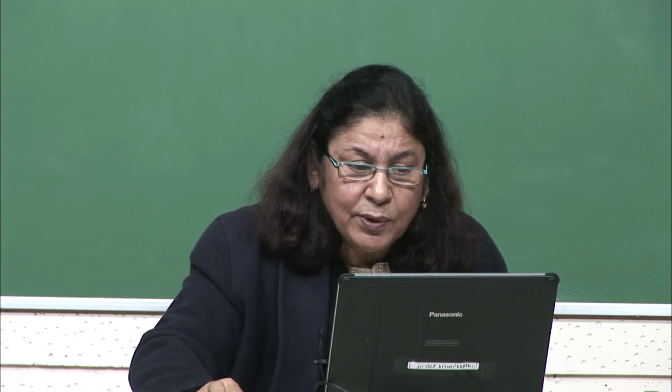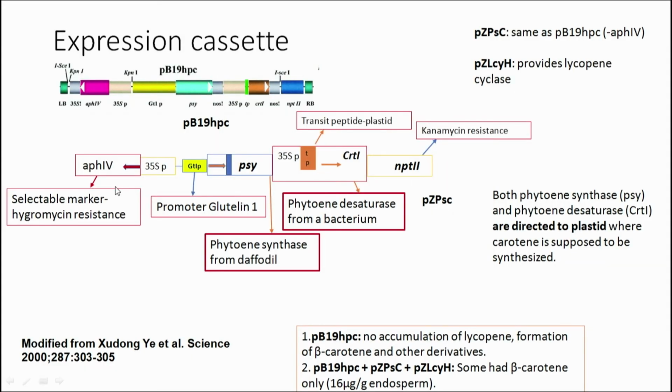So, now let us see what the important components of the expression cassette are. What you see here is APH4, this pink region in the plasmid. What does it really code for? It codes for a selectable marker called hygromycin resistance. Now, the reason for using a selectable marker in molecular biology is that you must have already learnt that in bacteria, if a simple E. coli cell is going to be transformed, then the plasmid is going to contain an antibiotic marker.